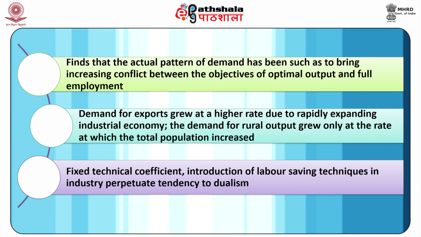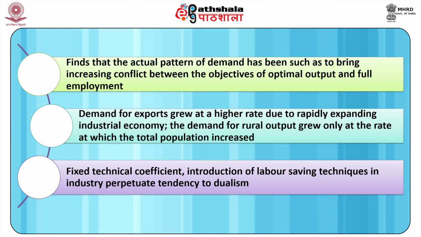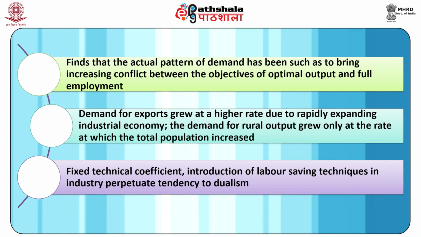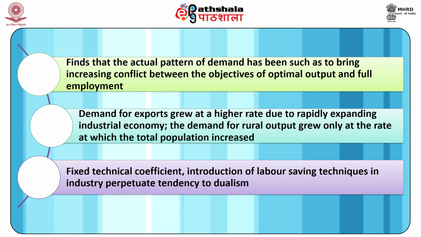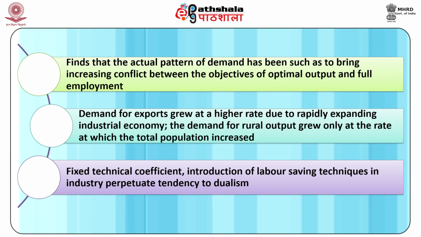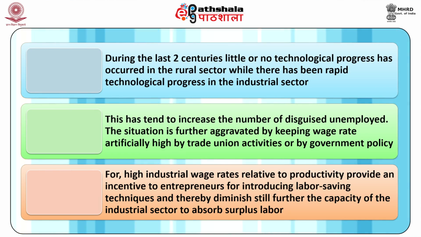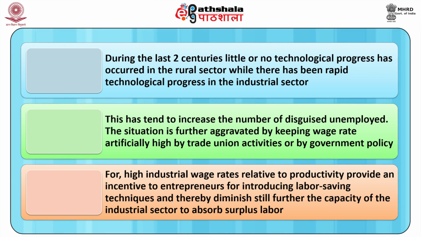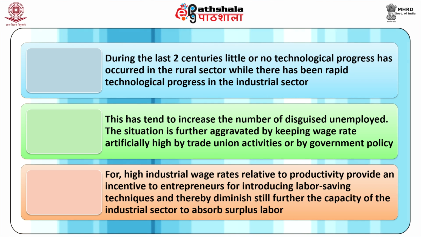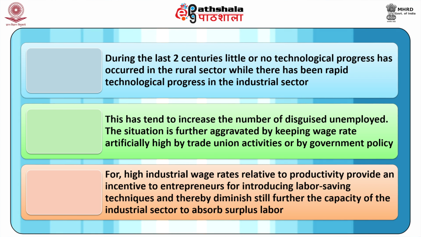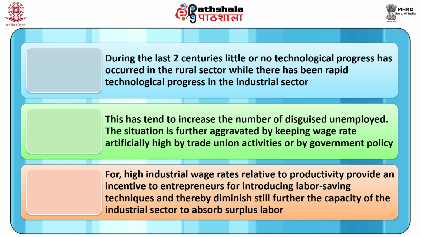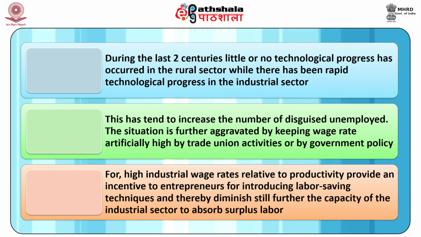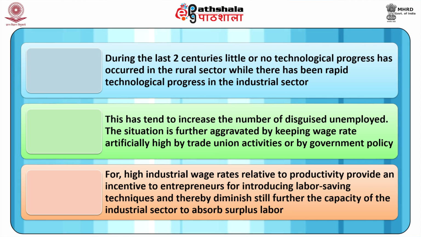As a result, techniques of production, man-hour productivity, and socio-economic welfare remain at a low level in the rural sector. In the long run, technological progress does not help in removing disguised unemployment. Rather, it tends to augment it. Professor Higgins contends that during the last two centuries, little or no technological progress has occurred in the rural sector, while there has been rapid technological progress in the industrial sector. This has tended to increase the number of disguised unemployed. The situation is further aggravated by keeping the wage rate artificially high by trade union activities or by government policy.